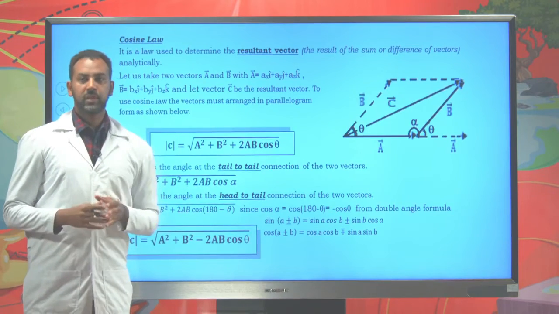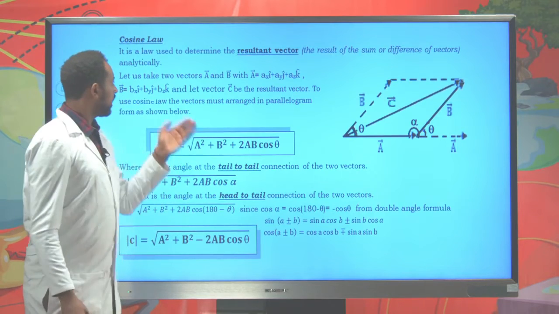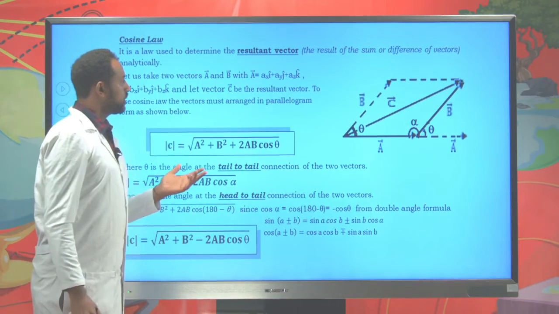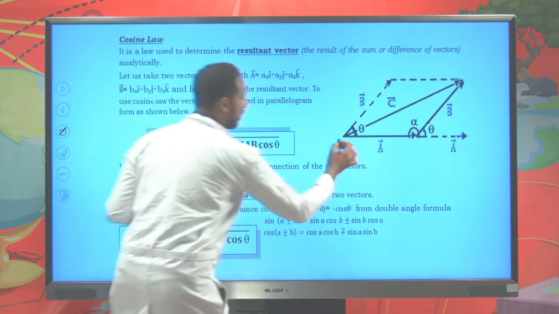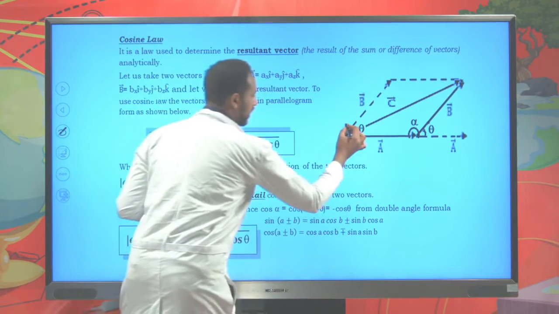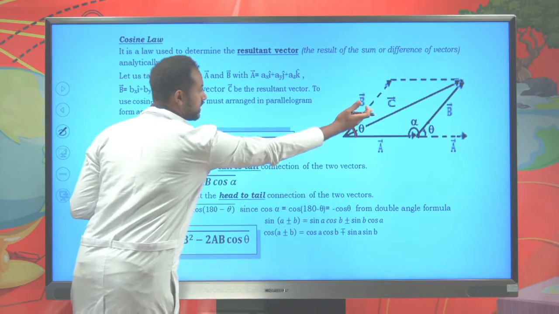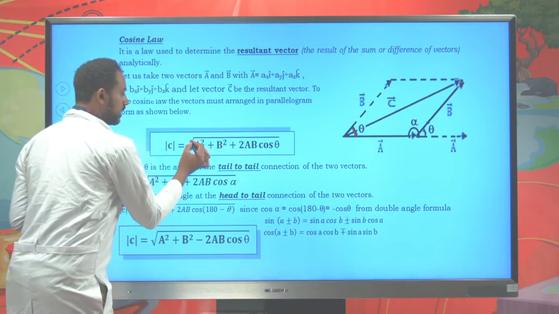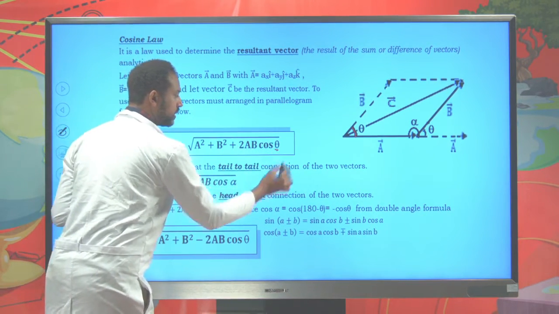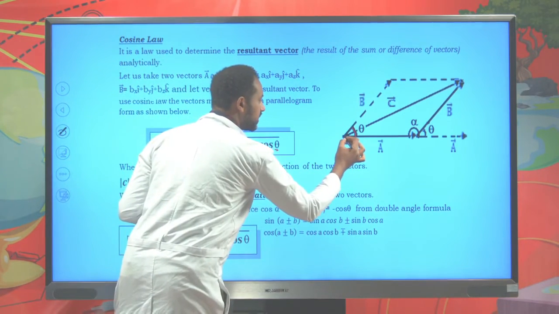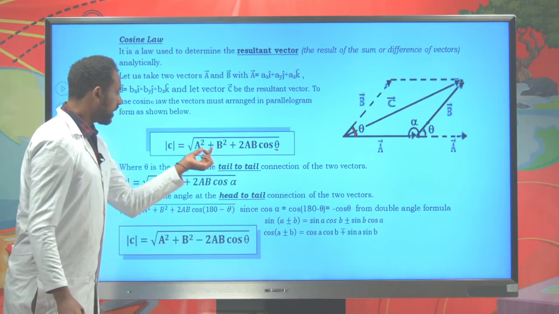And the other law, the trigonometric or mathematical method of vector adding and subtracting, is the cosine law. Cosine law is very helpful to determine the resultant vector of two vectors. For example, here you have vector A and vector B, and those two vectors have an angle theta between them. To determine the resultant vector, let's say the resultant is C, using the cosine law: C squared is equal to A squared plus B squared plus twice AB cosine of theta, where theta is the angle between the two vectors at the tail-to-tail connection.